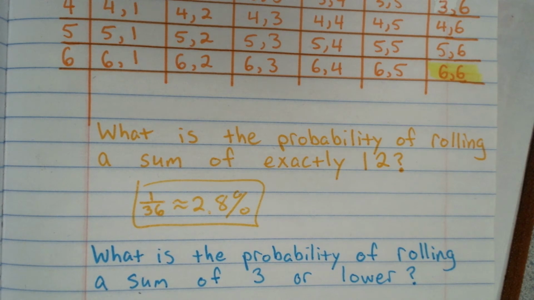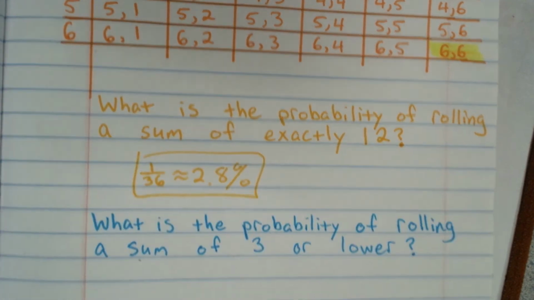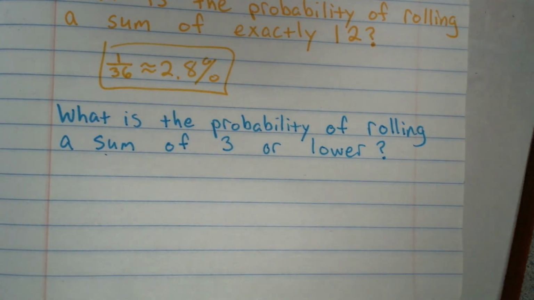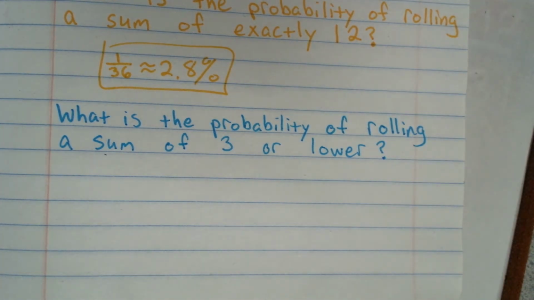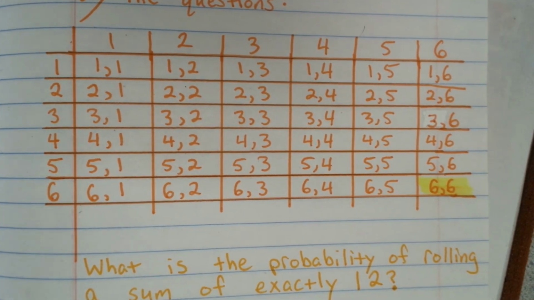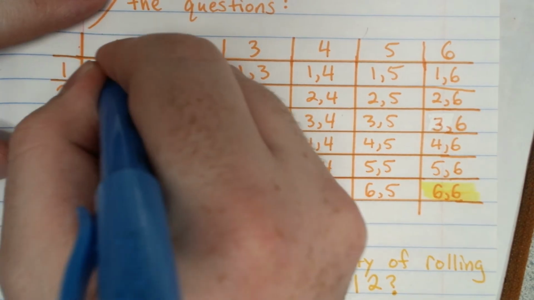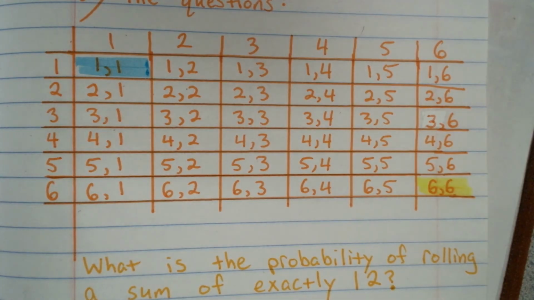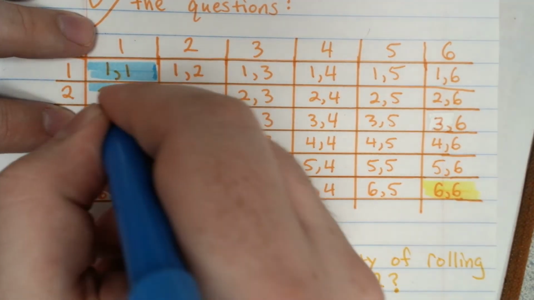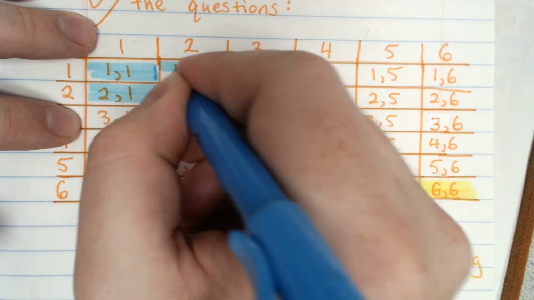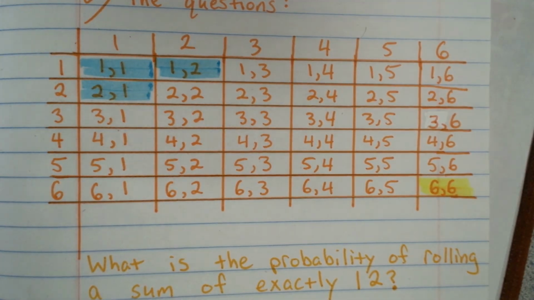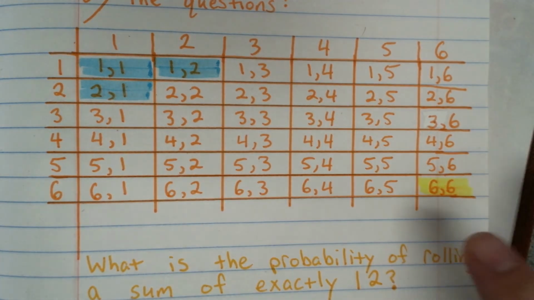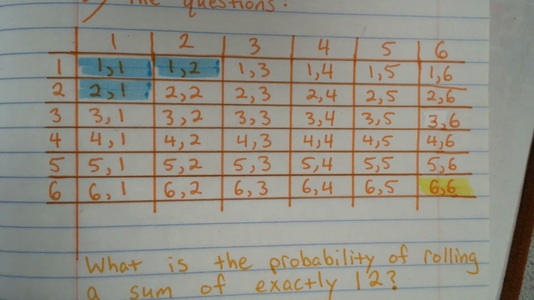Now, what if we're looking for the probability of rolling a sum of 3 or lower? So now we're going to look at all of the ways that we can get 3 or lower. We could look at all the ways there are to roll a sum of 1, but that's not possible because at minimum we're going to have to roll a 2. If we roll 2 1s, then we have a sum of 2. And then we also have the possibility of rolling a 1 and a 2 or a 2 and a 1, which would give us 3. Beyond that, all of these are going to give us more than that, at least 4.